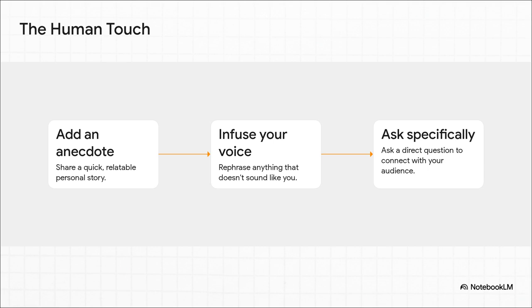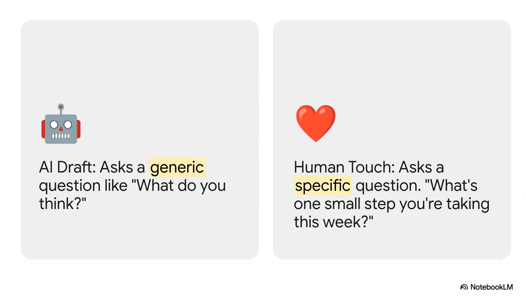Read the draft out loud. Does that sound like something you would actually say? If not, change the words until it does. And third, ask a specific question, not a generic one. Ask something that really makes people think and invites a real conversation. And this right here, this illustrates the difference perfectly. The AI draft might end with a lazy, "What do you think?" But the human touch? That turns it into, "What's one small step you're taking this week to beat imposter syndrome?" See the difference? One is just a post. The other is the start of a real conversation.